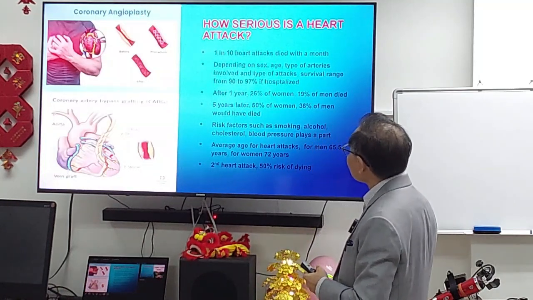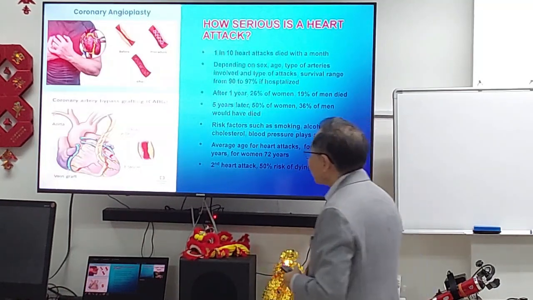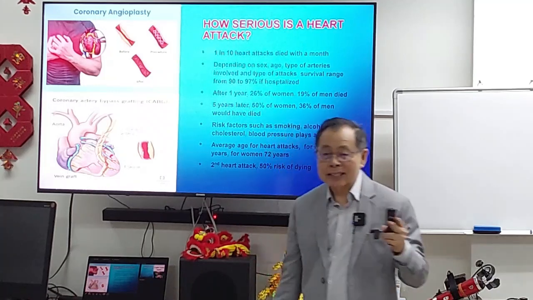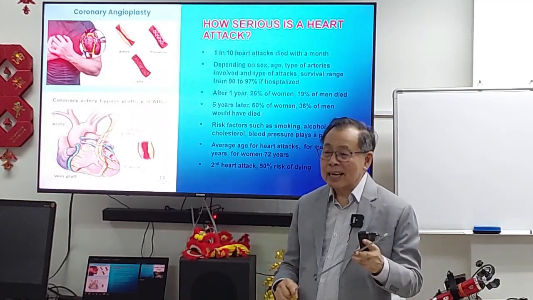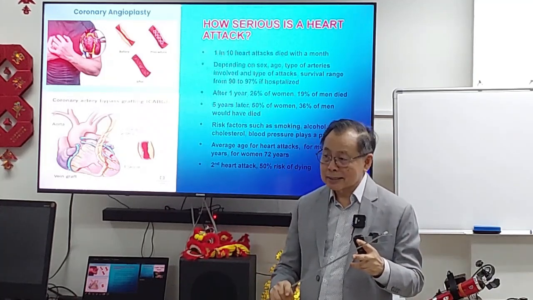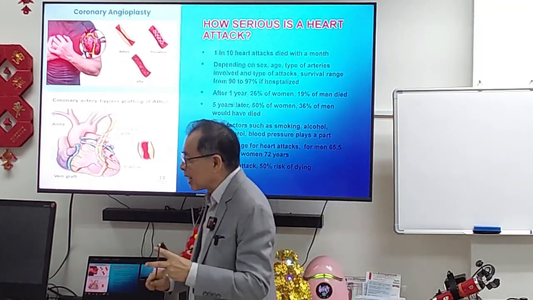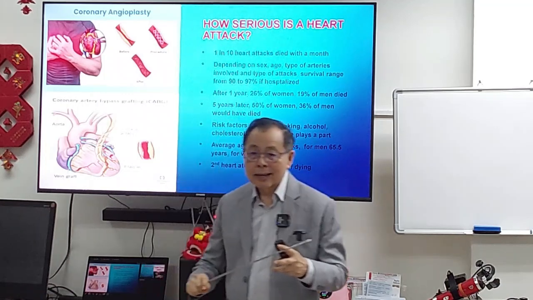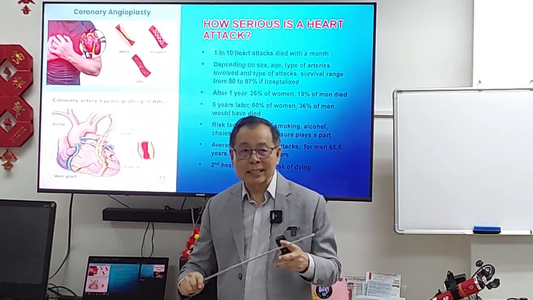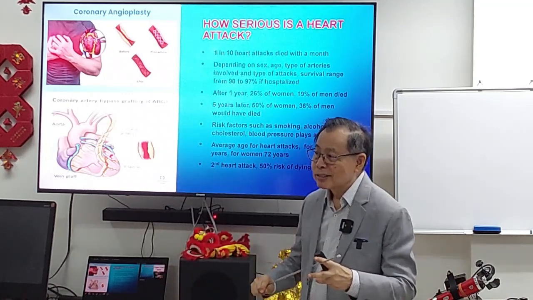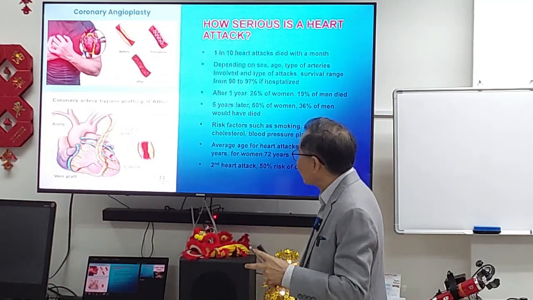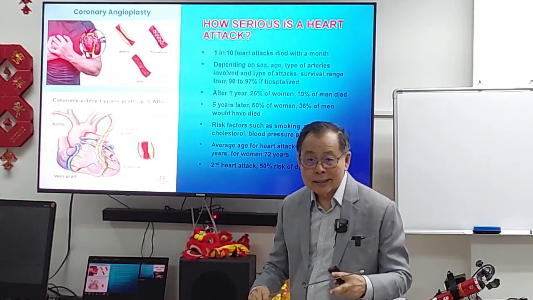So, how serious is a heart attack? There are two kinds of heart attack. Heart attacks are either stable or unstable. Unstable heart attack means that you will die within a certain period, 20-30 minutes or so, if you are not treated in time. Okay? That's why we learn CPR.